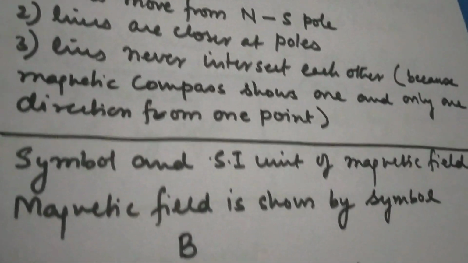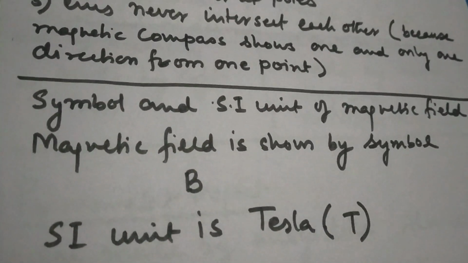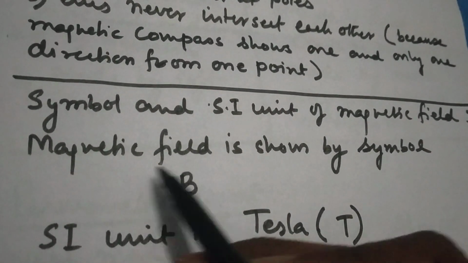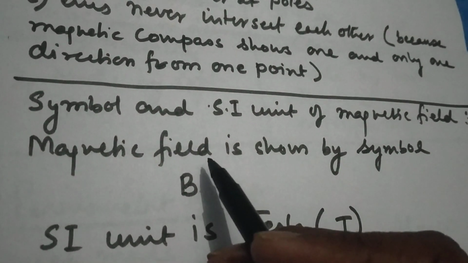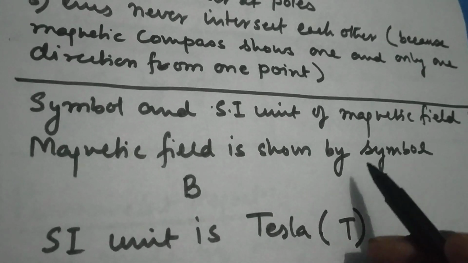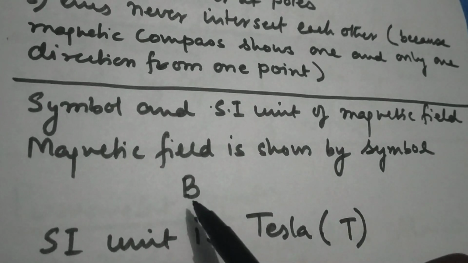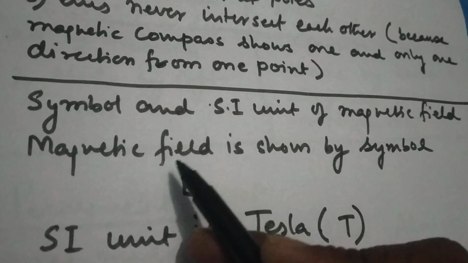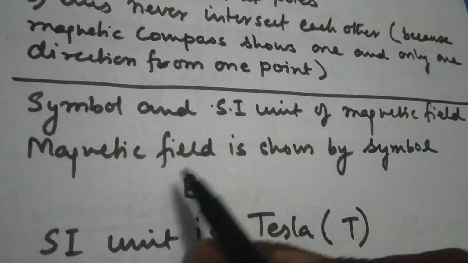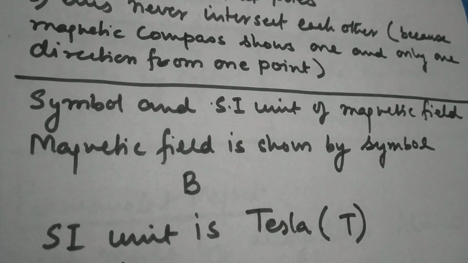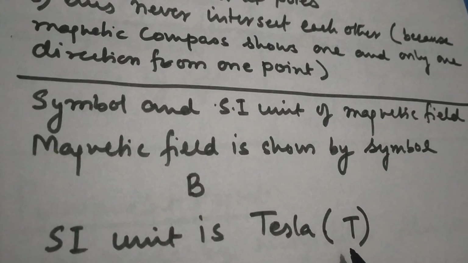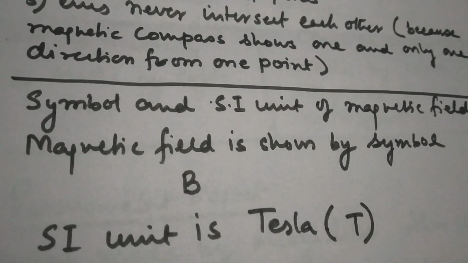So now we are moving to the symbol and SI unit of magnetic field. Already I told you the region or area all around the magnet where the magnetic force can be felt is called the magnetic field, and it is given by the symbol capital B. The SI unit of the magnetic field is Tesla. It is given by the symbol capital T.